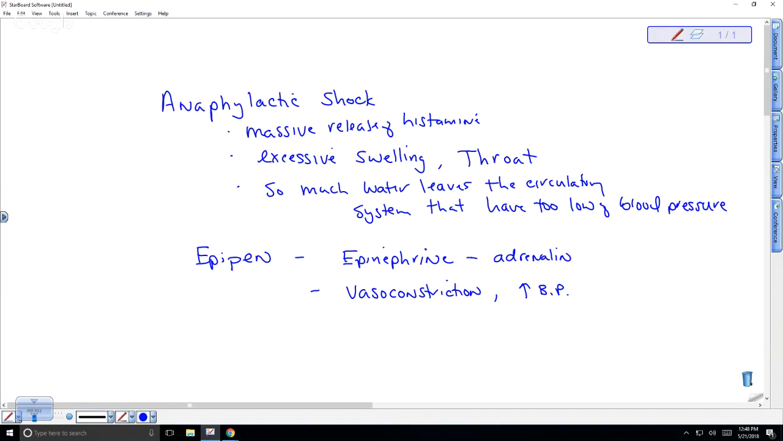So you lay them on the ground and then you give them the EpiPen, and then that will boost the blood pressure so that enough nutrients and oxygen will get to the brain so that you don't go into a coma. So that's what an EpiPen does. This also increases heart rate.